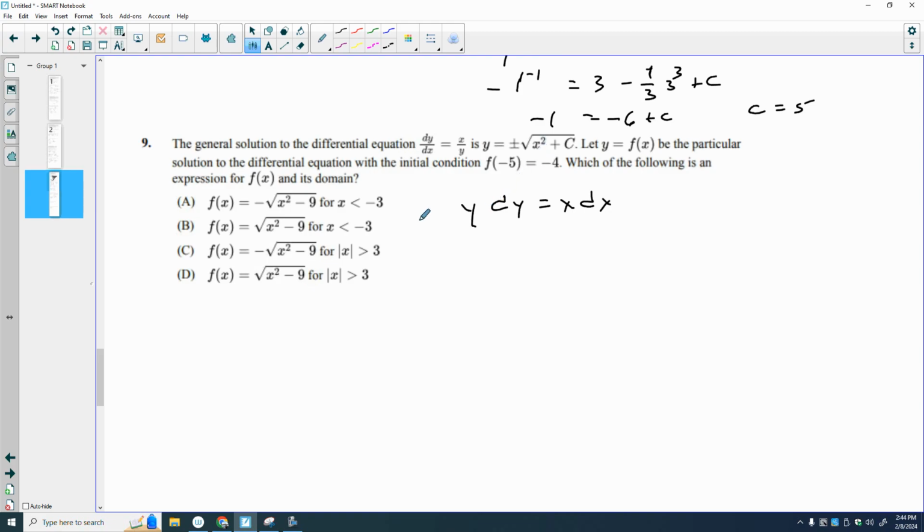So which solution do we want? Do we want this one? No. We want this one. I want x to be less than -3, not the absolute value greater than 3, because that's going.